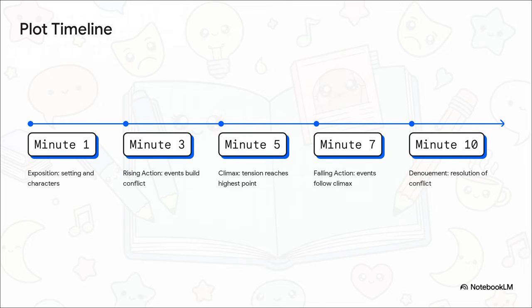Speaking of structure, let's look at a standard plot timeline for a short, 10-minute, one-act play. We kick things off at minute 1 with the exposition, introducing the setting and characters. By minute 3, we hit the rising action, where events start to really build that central conflict. Around minute 5, boom, we hit the climax, the absolute highest, most intense point of tension. Then we enter the falling action at minute 7 as the dust settles, leading us right into the denouement at minute 10, which is just a fancy word for the final resolution of the conflict. It's a complete emotional roller coaster, all packed into one single act.